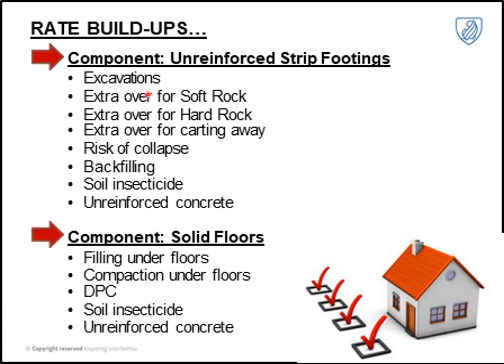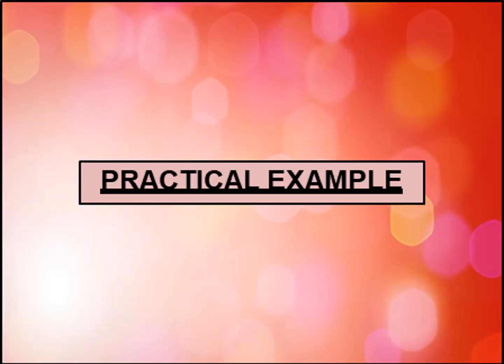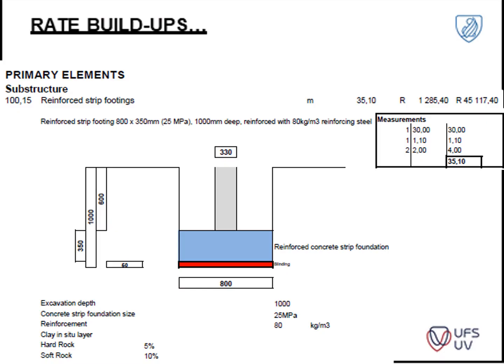If you look at your elemental guide, the components for unreinforced strip footings include your excavations, extra over for hard rock, soft rock, carting away, your risk of collapse, backfilling, soil insecticide, and reinforced concrete. Most of these items you will be familiar with throughout your measurement tenure. Then you've got your component solid floors, for instance, which will include your filling underneath your floors, compaction underneath your floors, your DPC, soil insecticide, unreinforced concrete, etc. So let's look at a practical example.